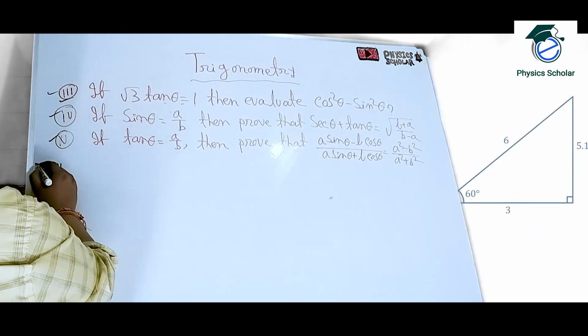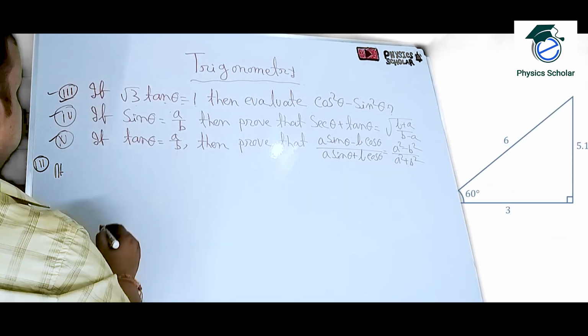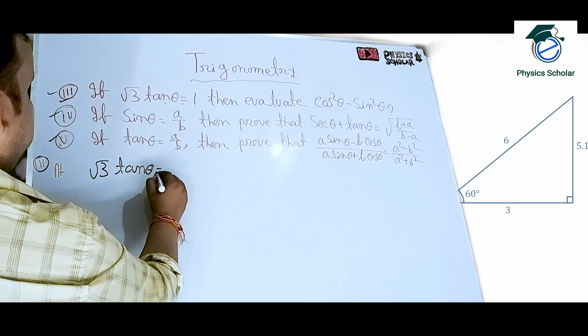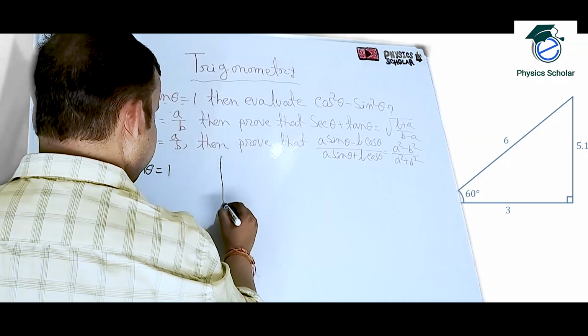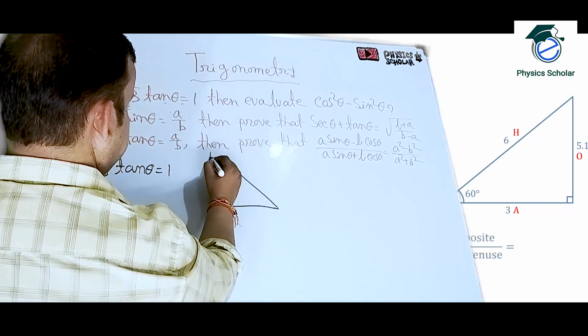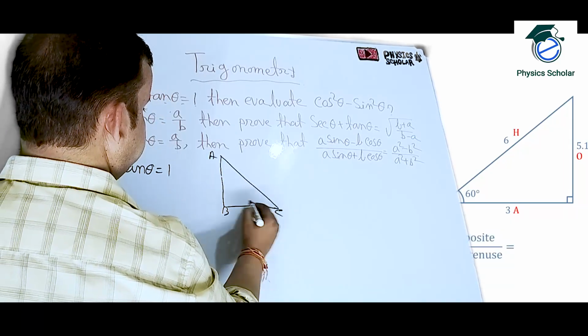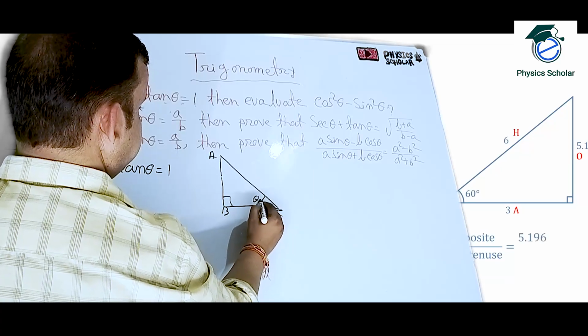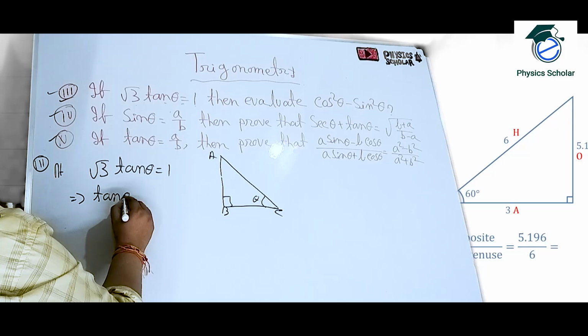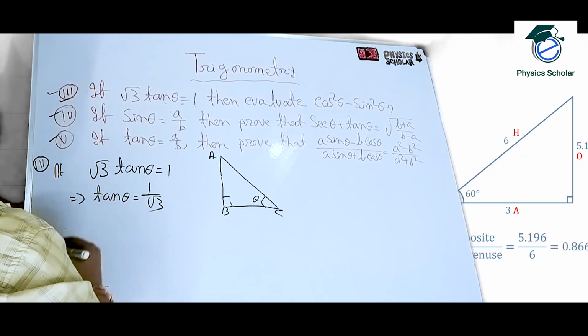So let us do number 3 first. Root 3 tan theta is equal to 1. Let us draw the diagram. It's for your understanding I am drawing. Okay. So A, B, C, it is 90 degree and it is theta. So what we can write? Tan theta is equal to 1 by root 3.